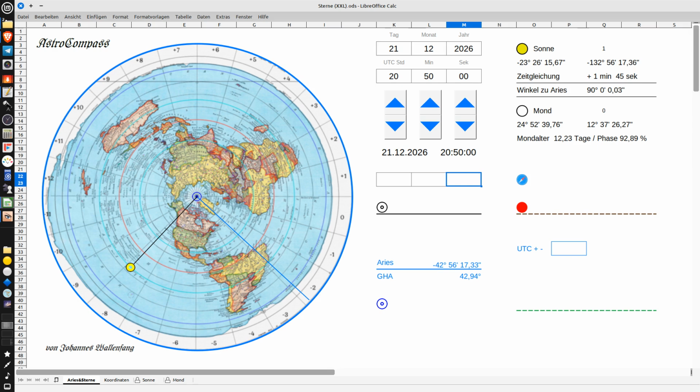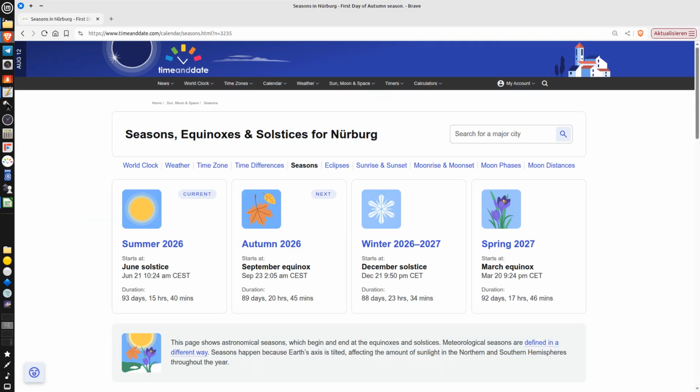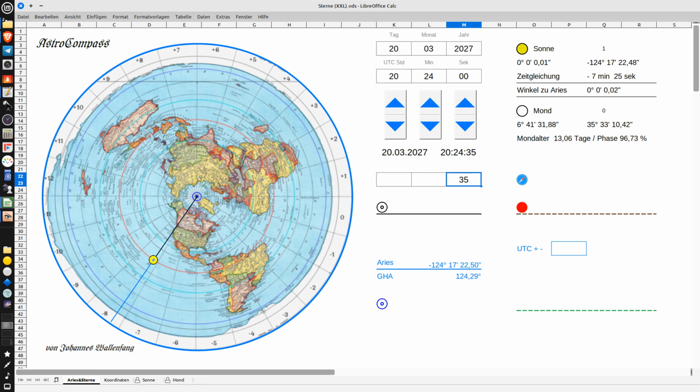December 21st. The start of winter at 8:50 UTC. As with the start of fall, the angle is again 90 degrees. The beginning of spring on March 20th at 8:24 p.m. Now the sun is exactly on Aries and the equator.